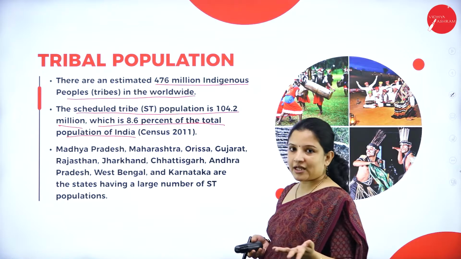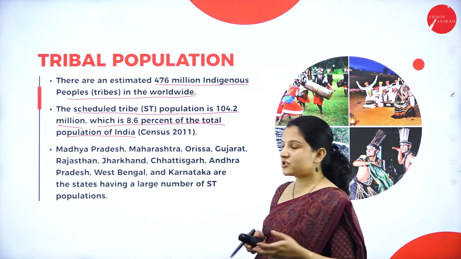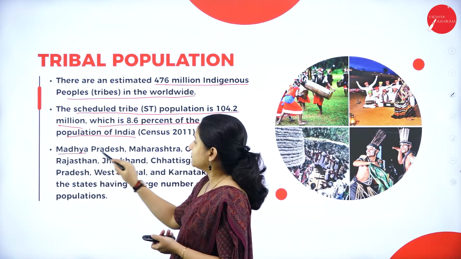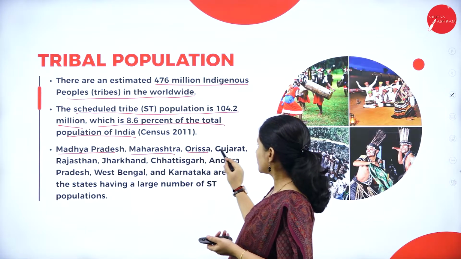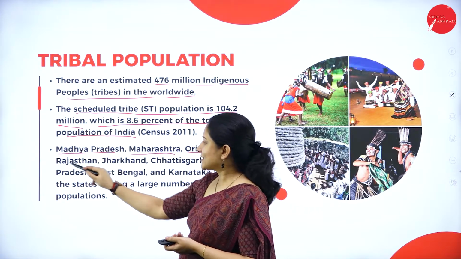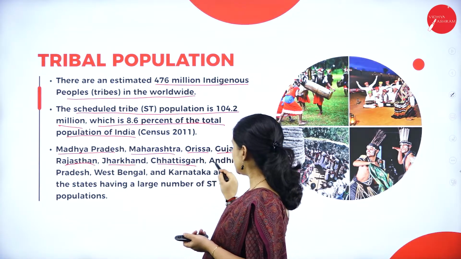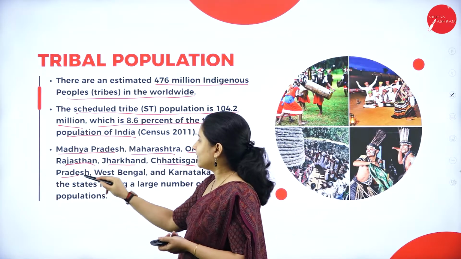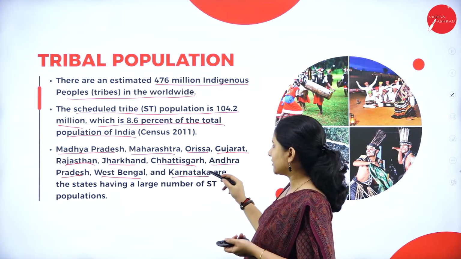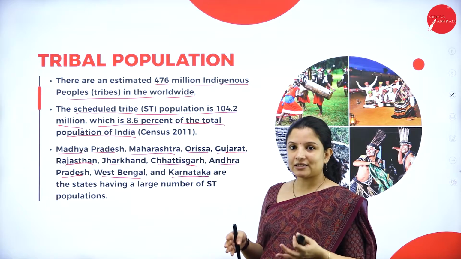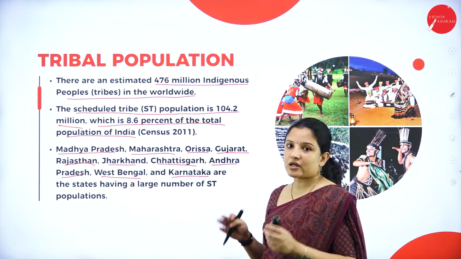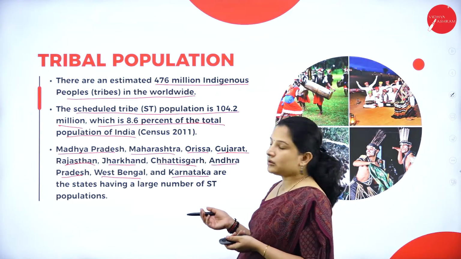So there are some states wherein most of the tribes are situated in India, that is Madhya Pradesh, Maharashtra, Orissa, Gujarat, Rajasthan, Jharkhand, Chhattisgarh, Andhra Pradesh, then there is West Bengal and Karnataka. So these are some of the states which have the largest tribal population in India.